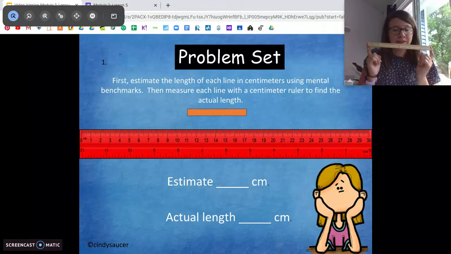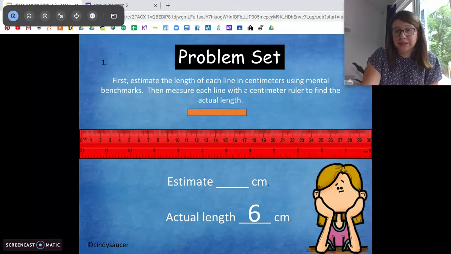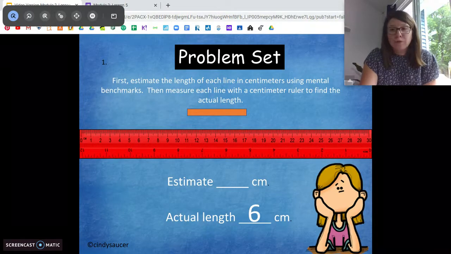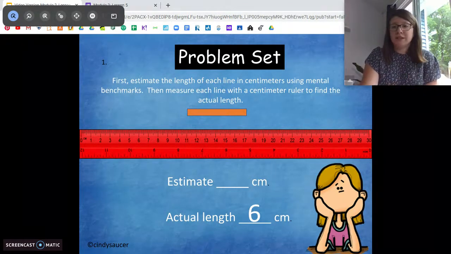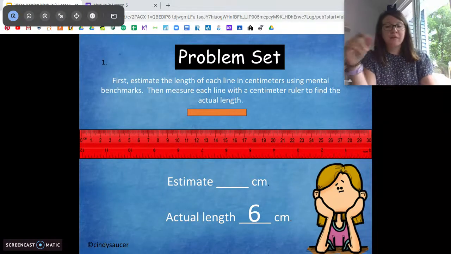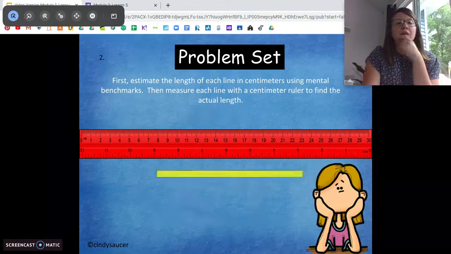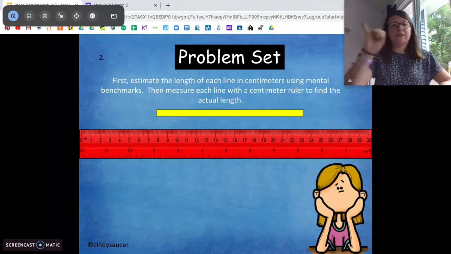Now, if we look at the ruler, we can measure with an accurate length. Rulers, centimeter cubes give us accurate lengths. So the actual length of this is 6 centimeters. We estimated 4 or whatever you estimated, and that's okay if it's a little bit different. It's just an estimate. Were they pretty close? So that's all that matters. Let's try one more like that. All right, take your pinky, take your centimeter, and estimate the length of this yellow line.